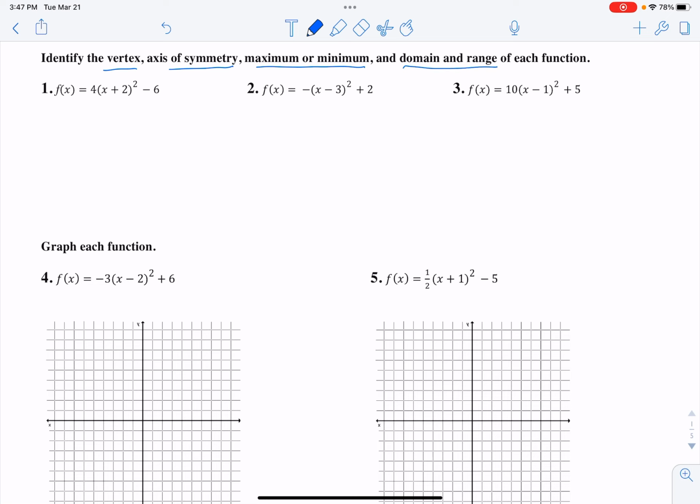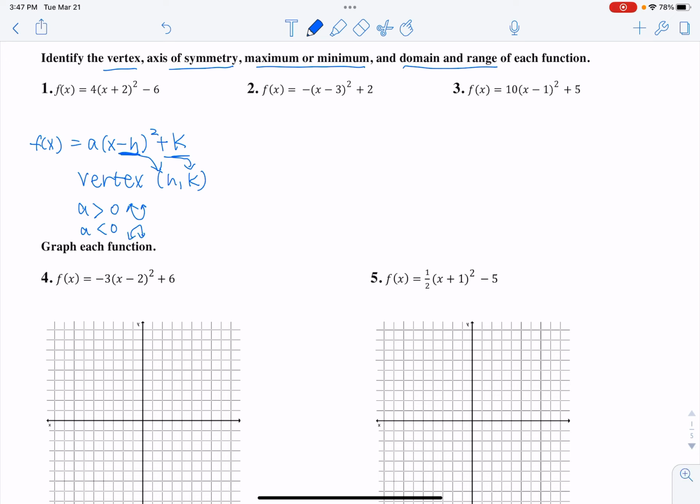So the vertex form for the quadratic function is f(x) = a(x - h)^2 + k, and the vertex from here will be (h, k). Look at this one: x minus h comes out as h, and k as k. And for the a value, if a is greater than 0, the graph opens upward. If a is less than 0, the graph opens downward.